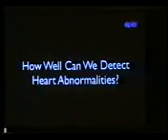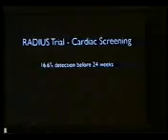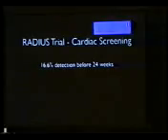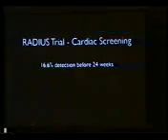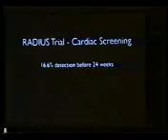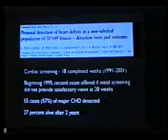the procedures performed. How well can we detect heart abnormalities? The RADIUS trial done for cardiac screening some time ago, they said they were able to pick up 16.6% detection before 24 weeks. A word of caution: in those patients where we don't see anything on the targeted scanning between 18 to 22 weeks, be careful that cardiac anomalies might be there, and later scans at 28 weeks would be recommended.